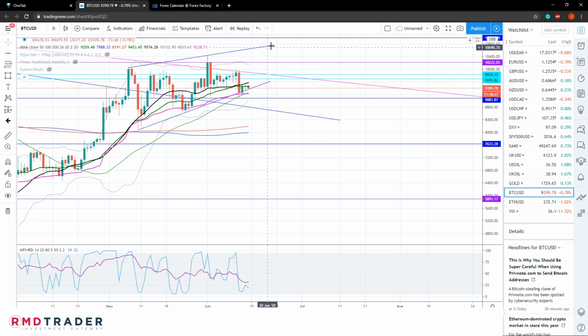And of course, we then still have our overhead resistance with our diagonal wedge structure, that will be dynamic, but we can look at anything above 10,500 as additional resistance. Okay traders, that concludes our market overview for the week.